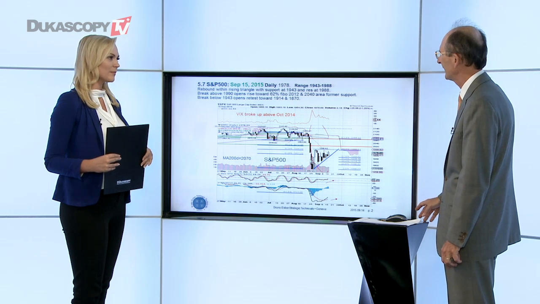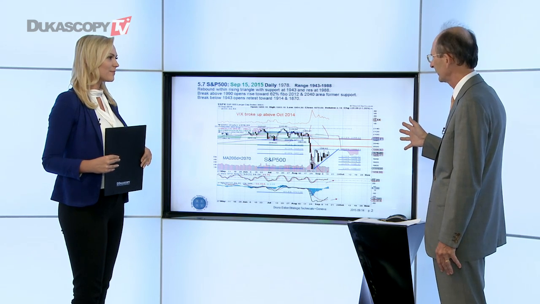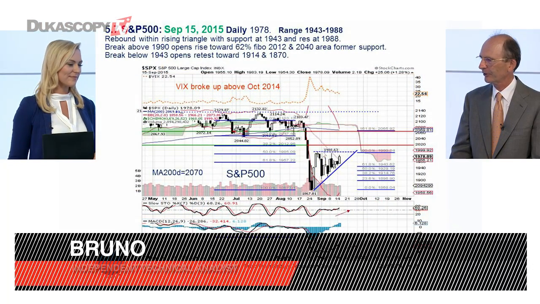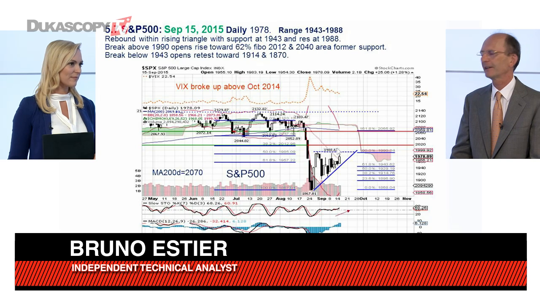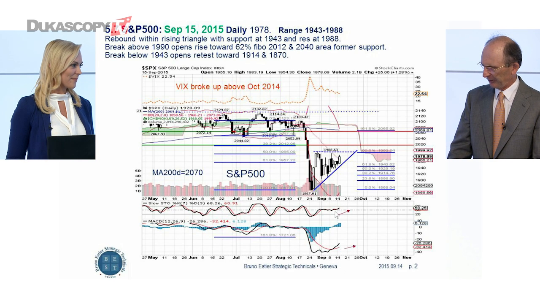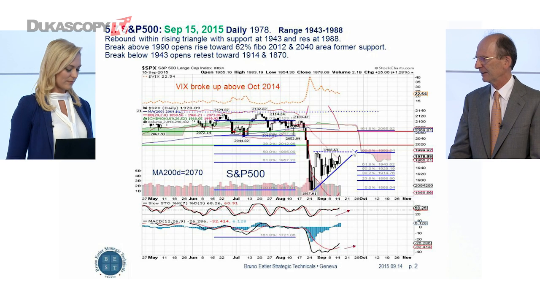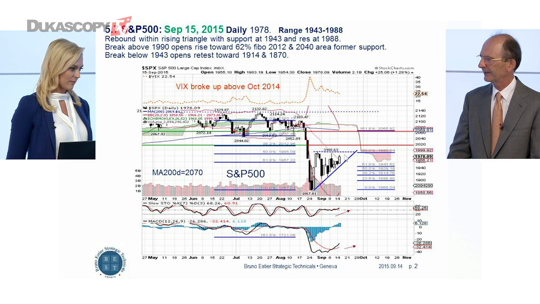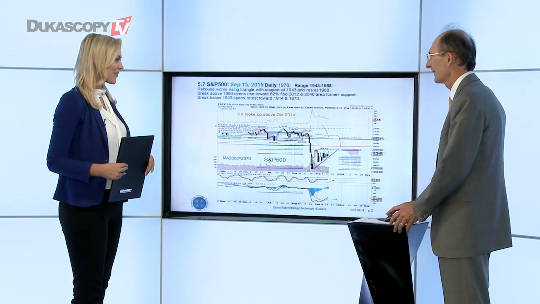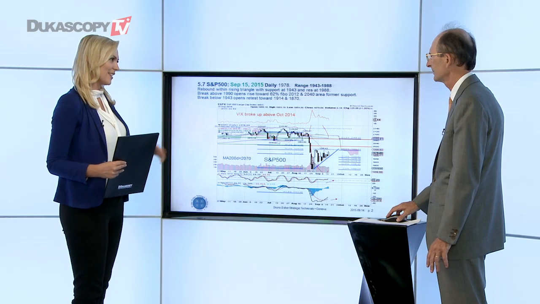Well, let's look first at the daily chart of the S&P 500. As we see, we do have a typical figure, which is a triangle with a resistance around 1990 and a rising support around 1940. The momentum is slowly moving up on both sides. So it's relatively likely that if we break 1990, we'll move to the next level, which is the former floor in July at 2040.